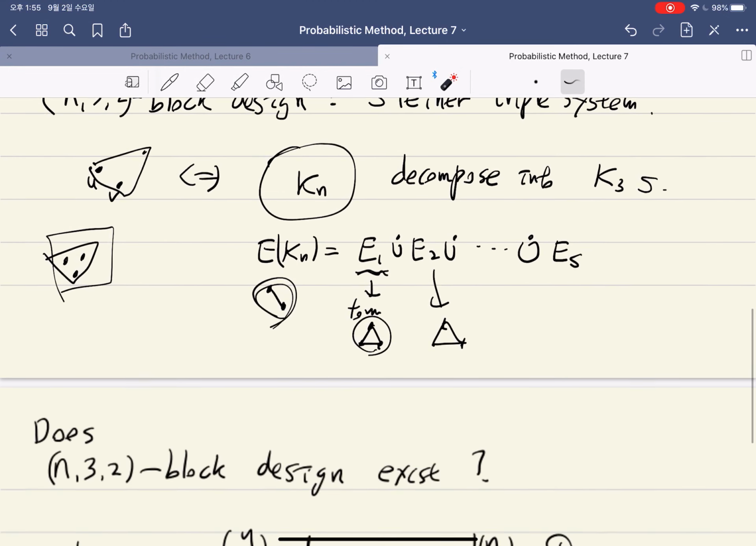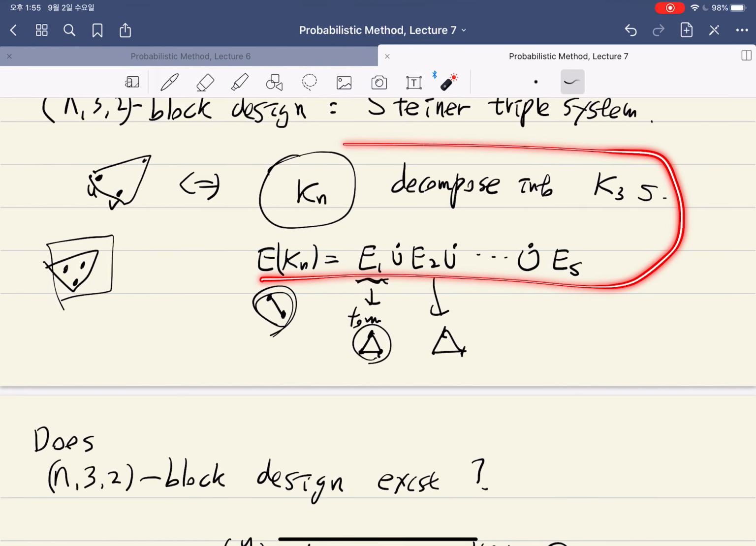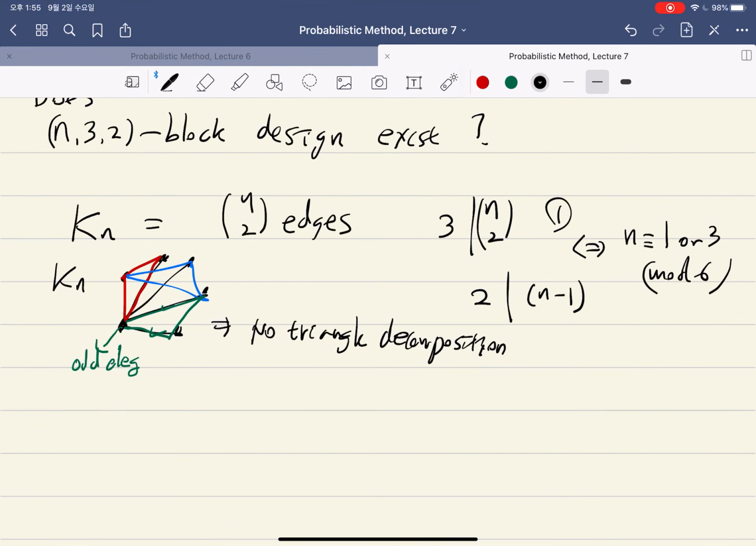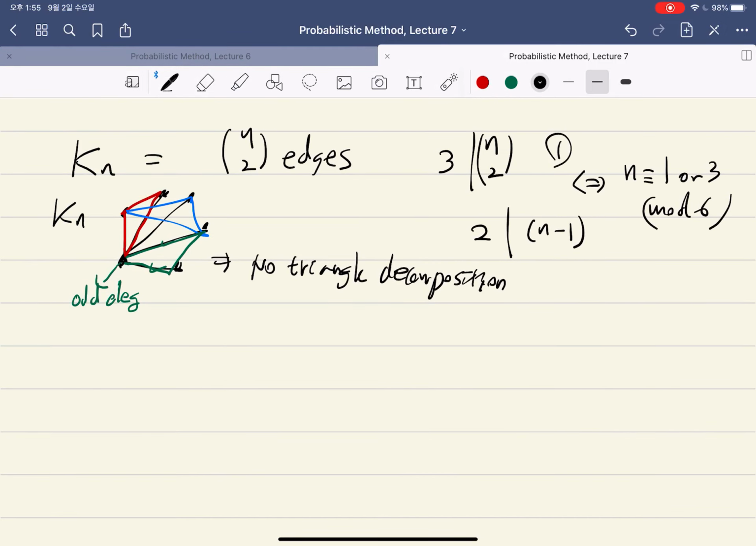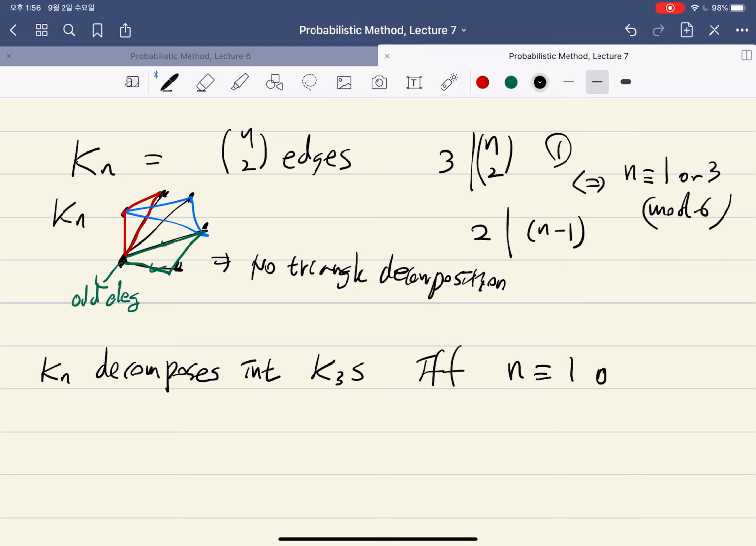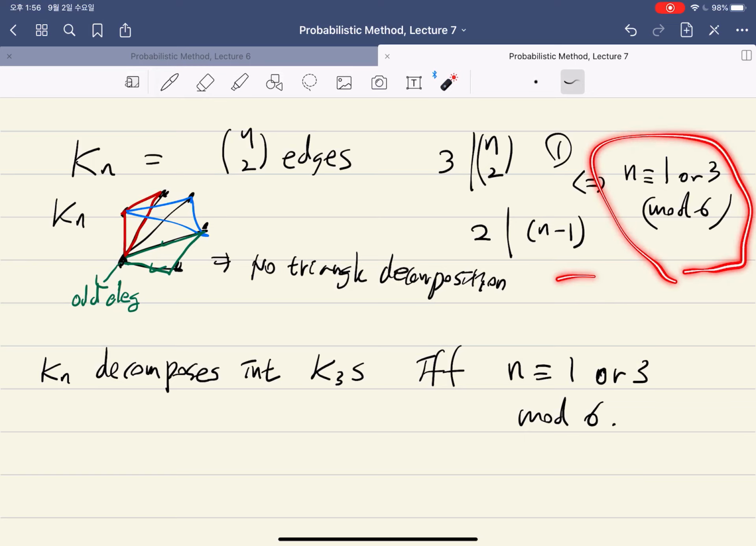In other words, the triangle decomposition of the complete graph on n vertices. And it's actually known that Kn decomposes into triangles if and only if n is 1 or 3 modulo 6. So this is not only a necessary condition, but also a sufficient condition.